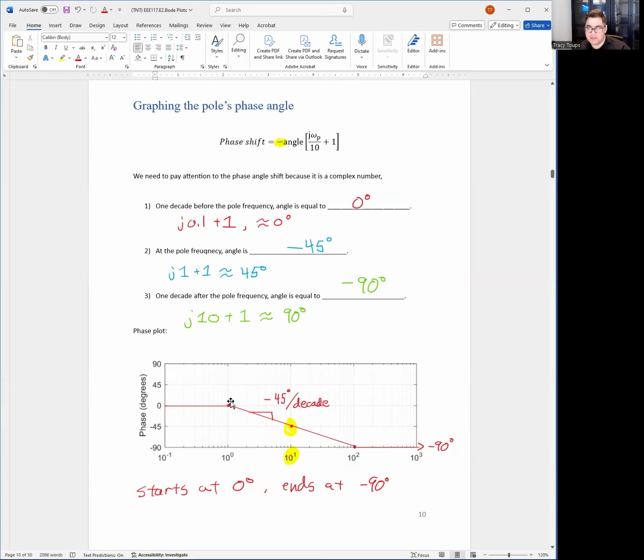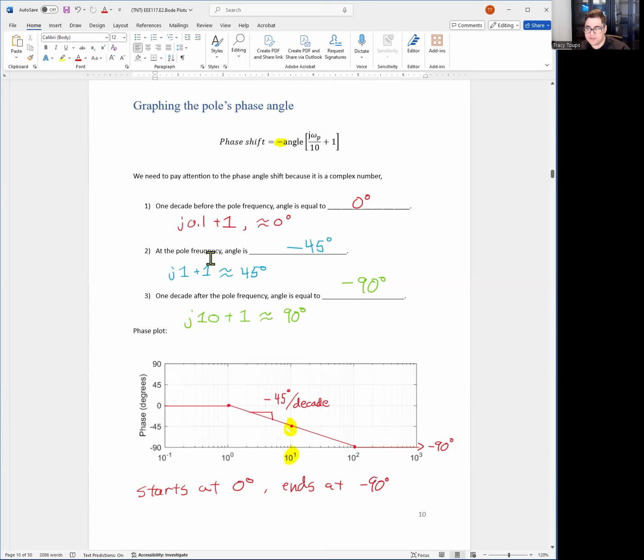So a decade before, it's 1. So if I plug in 1 to this equation, J of 1, we're going to have J 1 over 10, which is J 0.1 plus 1. What is the phase shift of J 0.1 plus 1? You can do your calculator if you want, but J 0.1 is such a small number, it's going to have almost no phase shift. It's going to be 0 degrees. So we're going to put a point right here. The decade before our pole, it's 0 degrees.